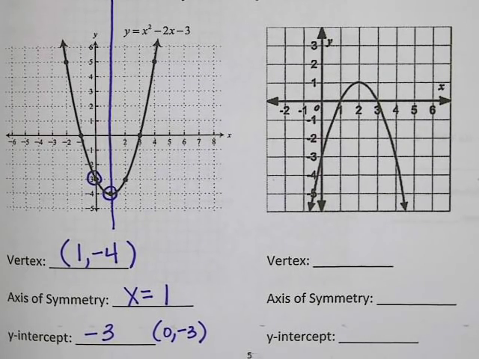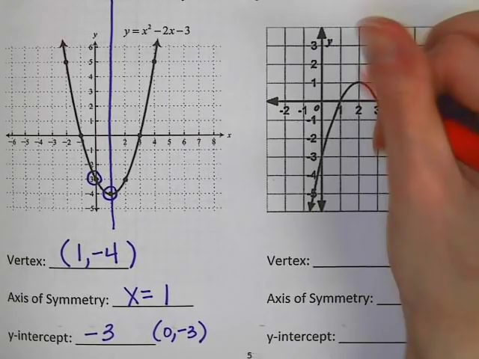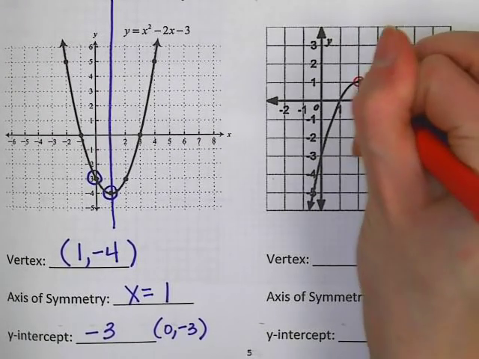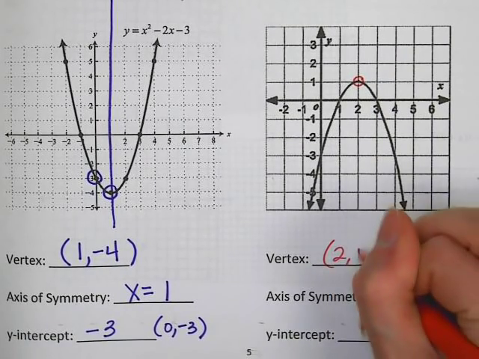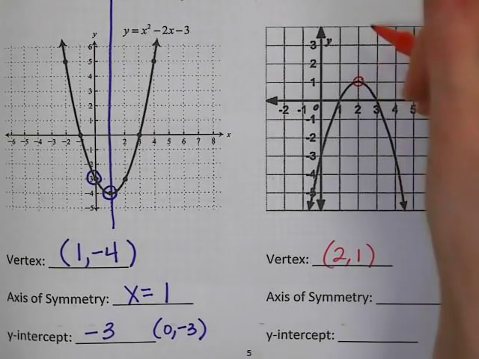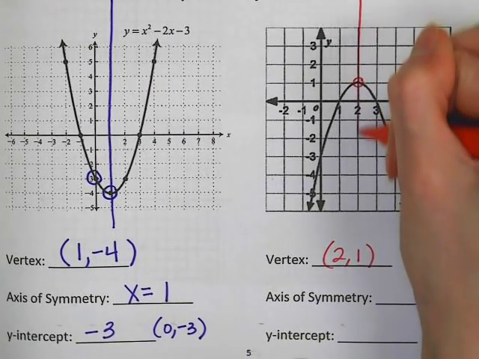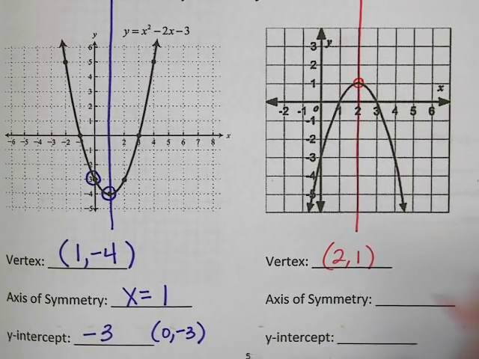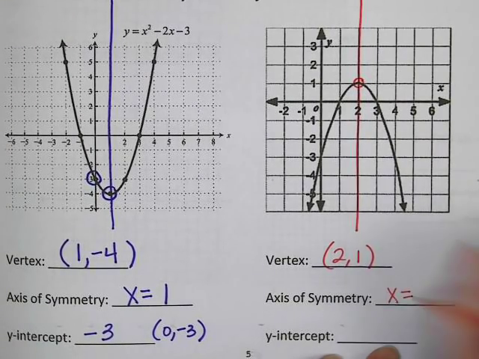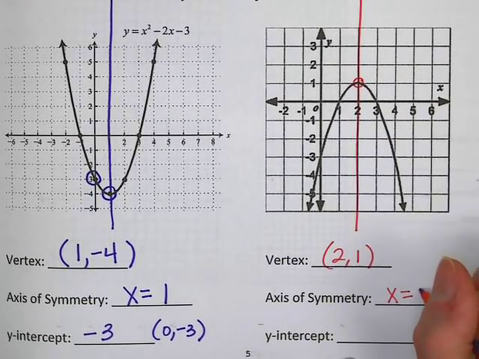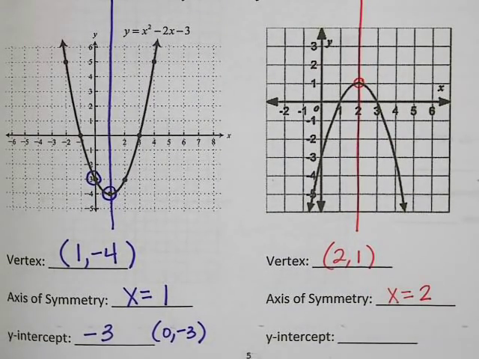So the vertex is the turning point, and that's right here. And the ordered pair is (2, 1). The line of symmetry cuts it right down the middle. And since it's a vertical line, it's x equals, and notice it crosses x equals 2. So it's the line x equals 2.